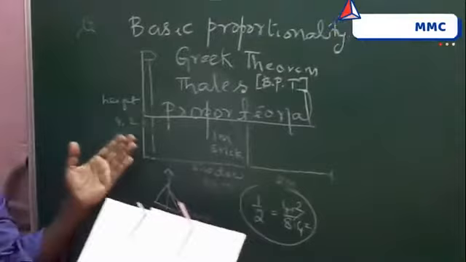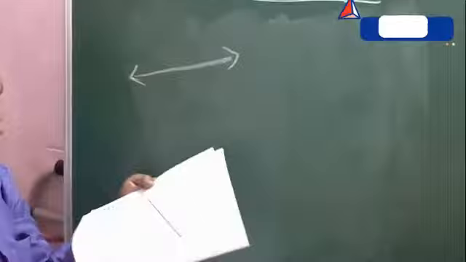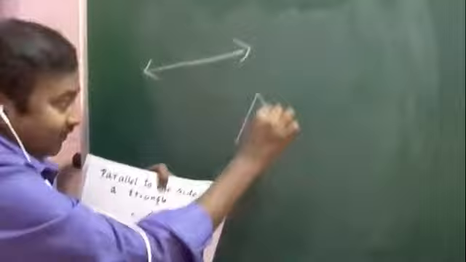Before that, first you observe this. See first, note this, students. What is this? I will draw this straight line diagram. First a straight line. Next, see, one triangle is there. Can you observe the figure now, students? A triangle is there, and a straight line is passing through the triangle.